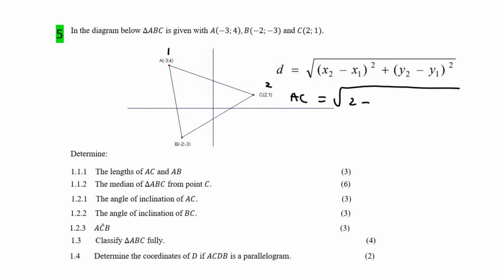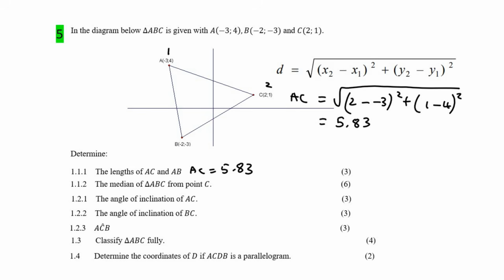So 2 minus 3 plus 1 minus 4, and then square. Go ahead, type that in. And to 2 decimals, that will give you 5.83. Okay, so let's just say AC is 5.83.